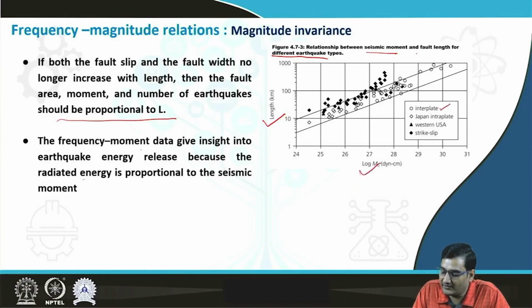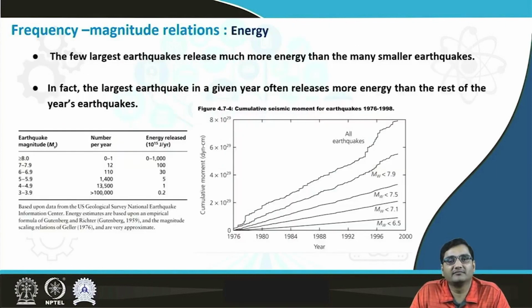Circle is for interplate, the square is for Japan intraplate, the triangle is for western USA, and strike slip is the square filled with black color. And you can see they are following a certain pattern, like this. The best fitting line is there, and this relationship is basically for the seismic moment and the fault length.